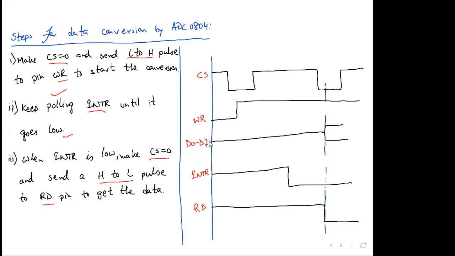So you see that at the final step, our CS is 0. We make a high to low pulse in RD, and from that point onwards, we send out our data. So our data is sent out using the D0 to D7 pins. So this is the summary of your ADC 0804. Whenever you want to go for coding, this figure is mandatory to have in your mind.